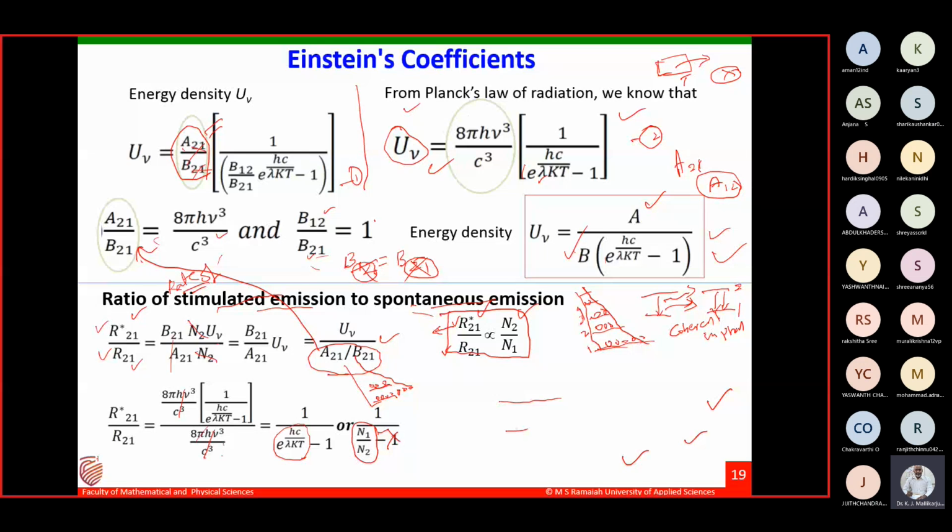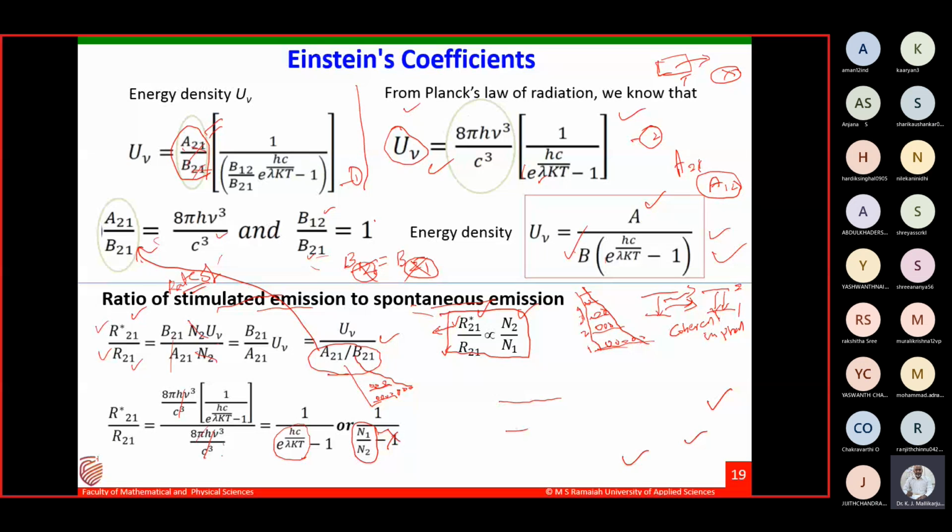Therefore, what happens if this ratio becomes less than 1? That means stimulated emission is less dominant compared to spontaneous emission according to this expression. Therefore, if I want to go for amplification, amplification can occur only for stimulated emission, not for spontaneous emission. I have to make sure that R21 star should be greater than R21.